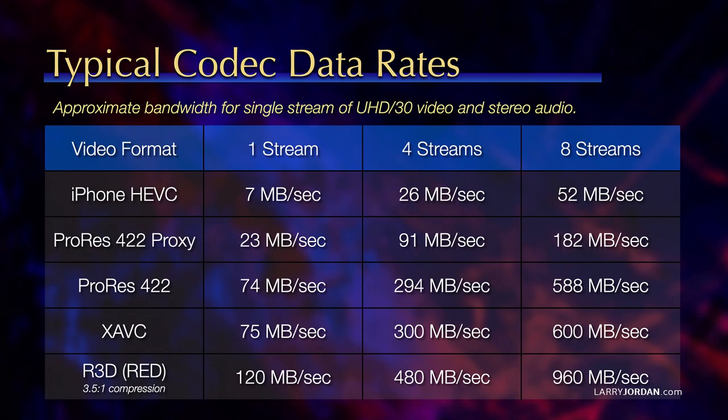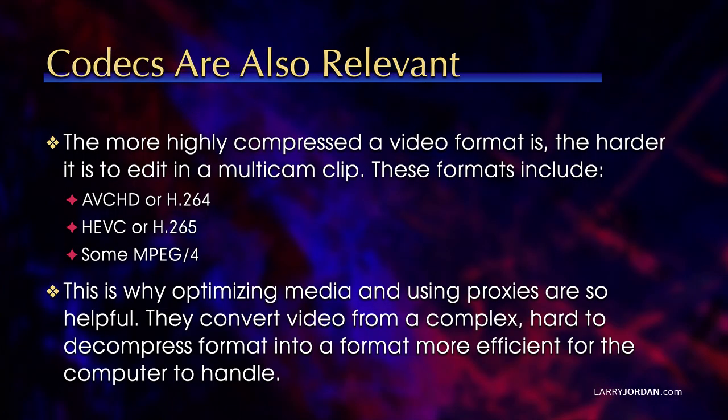Well, that's fine, but that's only one stream, and we never do multicam with just a single stream of video. If we look at 4 streams or even 8 streams for ProRes 422, we're looking at almost 300 megabytes a second, or almost 600. This starts to limit the kind of storage that we can use to effectively edit a multicam clip. Now, the more highly compressed a video format is, the harder it is to edit in a multicam clip. And these formats include AVC HD, which is H.264, HEVC, which is H.265, and some MPEG-4 clips.